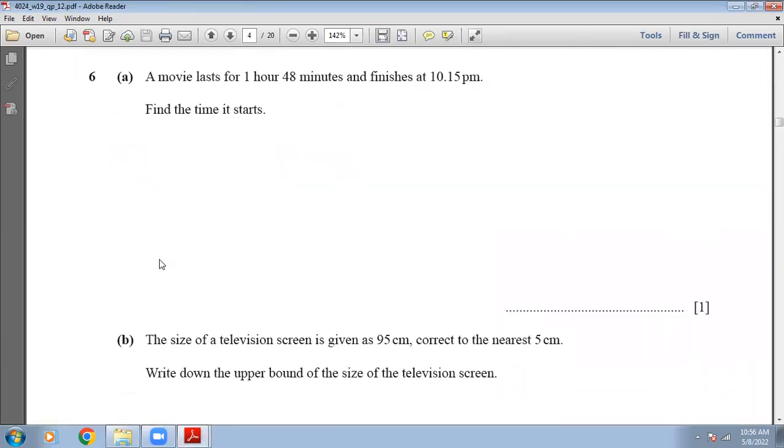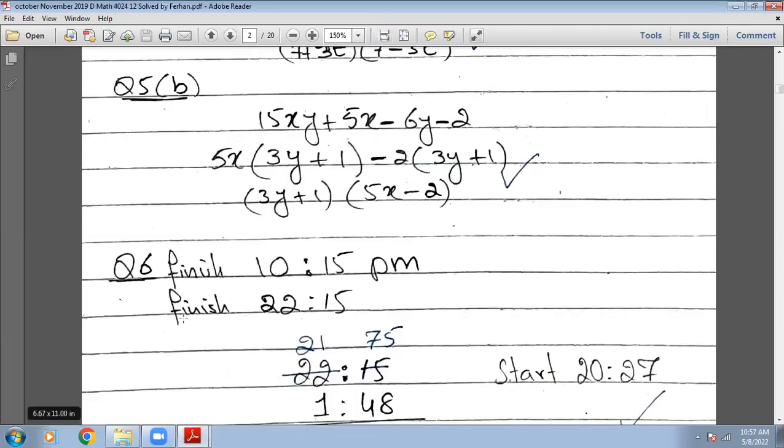The next question: a movie lasts for 1 hour 48 minutes and finishes at 10:15 p.m. Find the time it starts. So the movie is 1 hour 48 minutes and it ended at 10:15 p.m. First of all, because this time is in p.m., I will write it in the 24-hour format. For that purpose, I will add 12 to the hours. So 10:15, add 12 hours, and it will become 22:15. From 22:15, I will subtract 1 hour 48 minutes, and that will give me when the movie started.